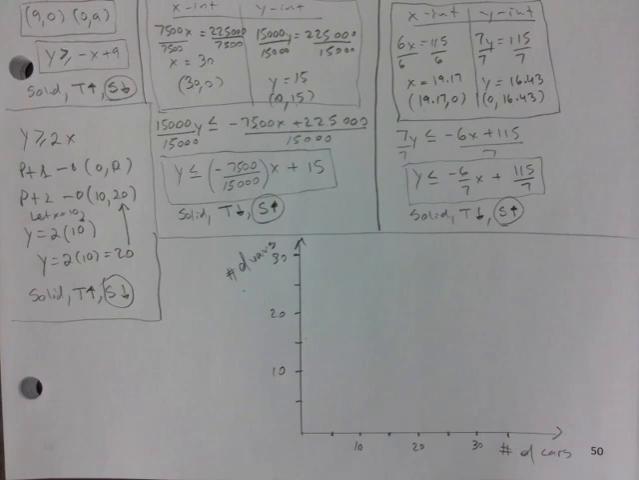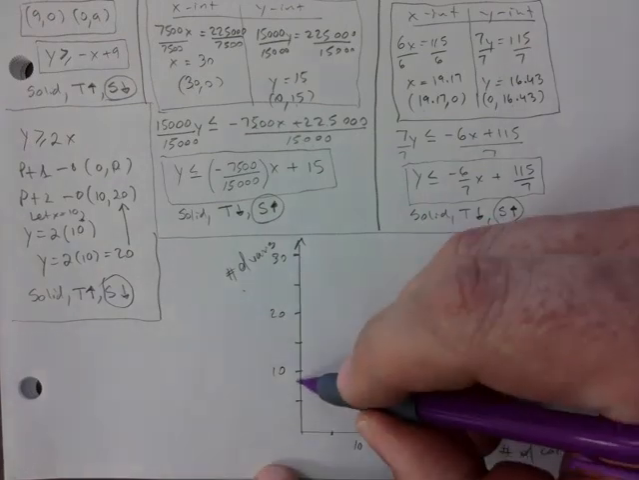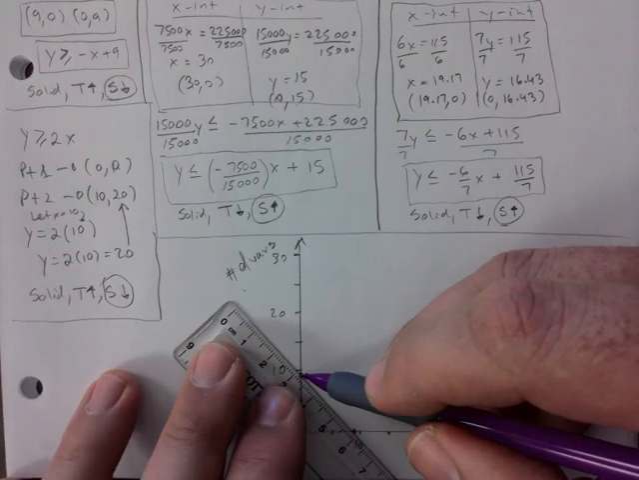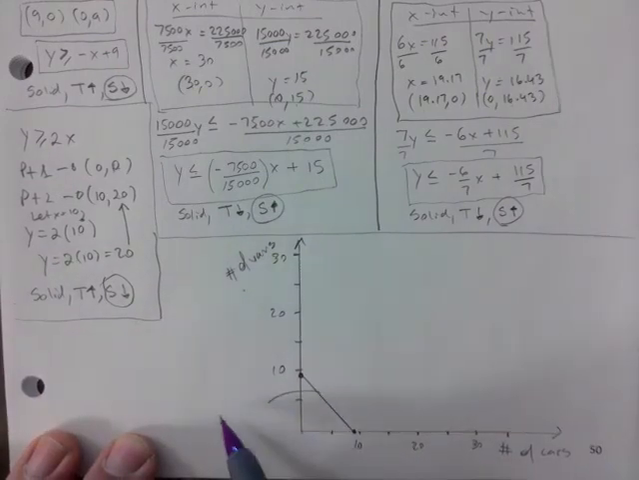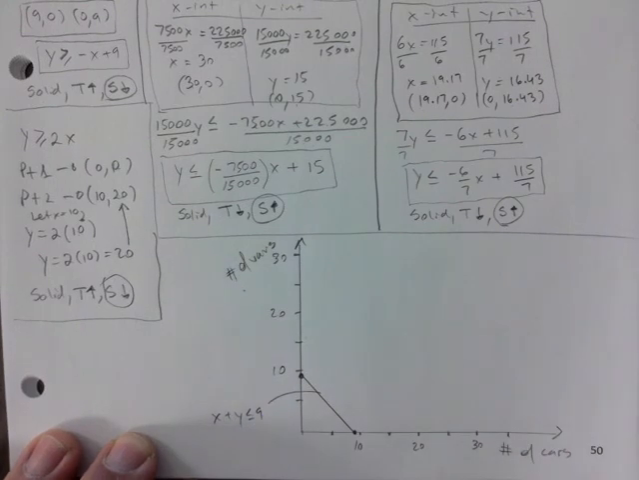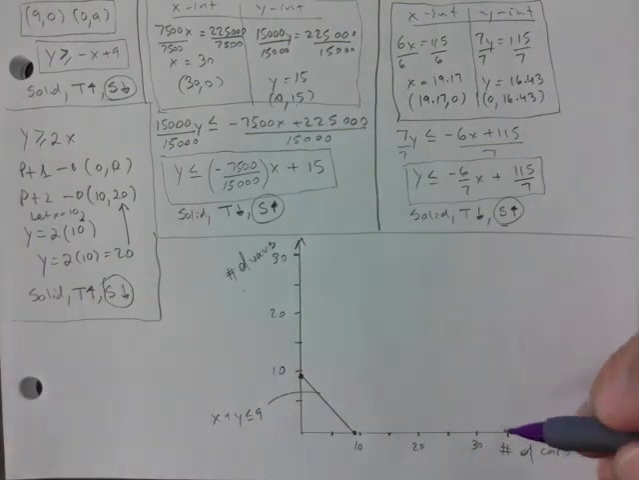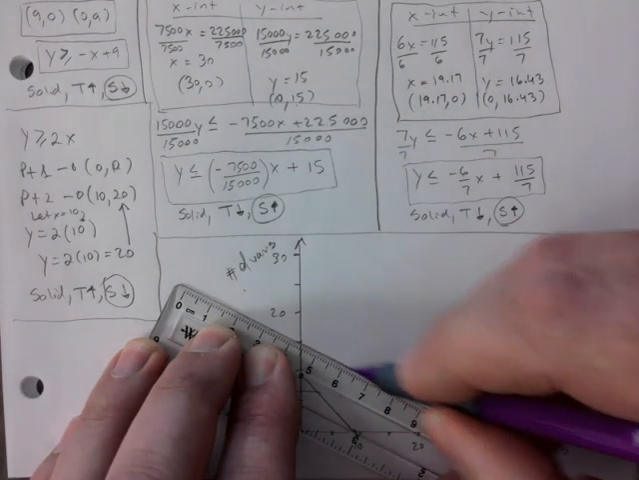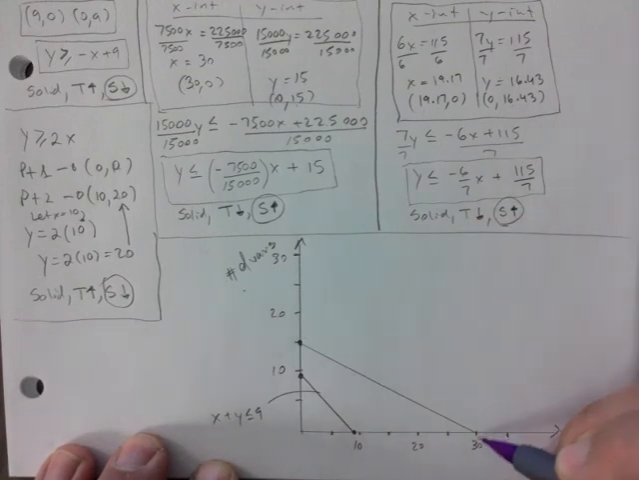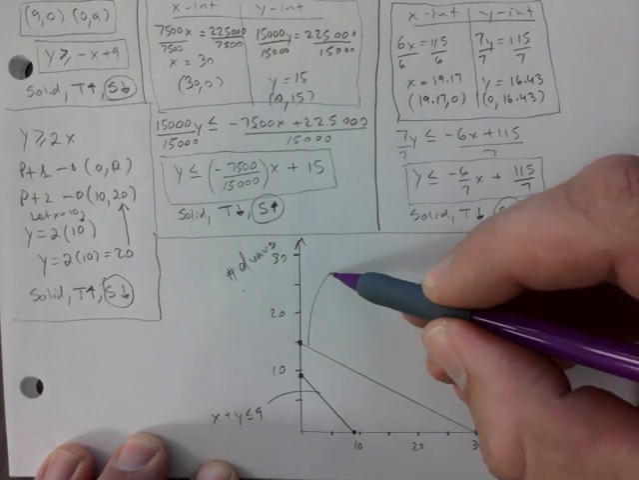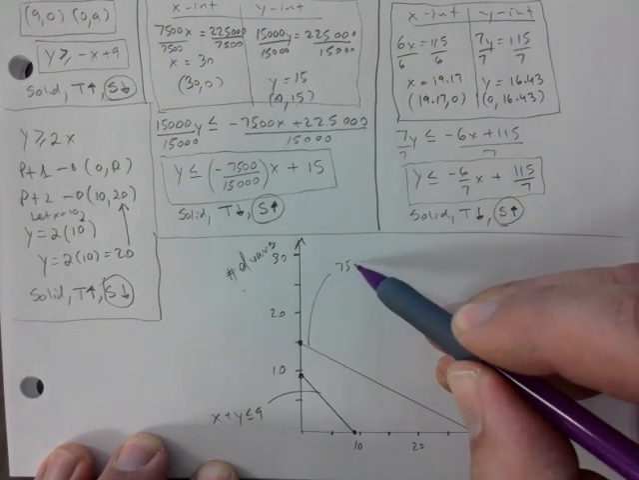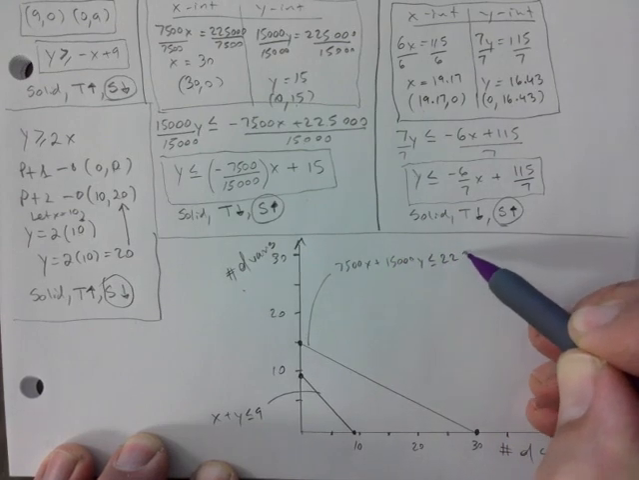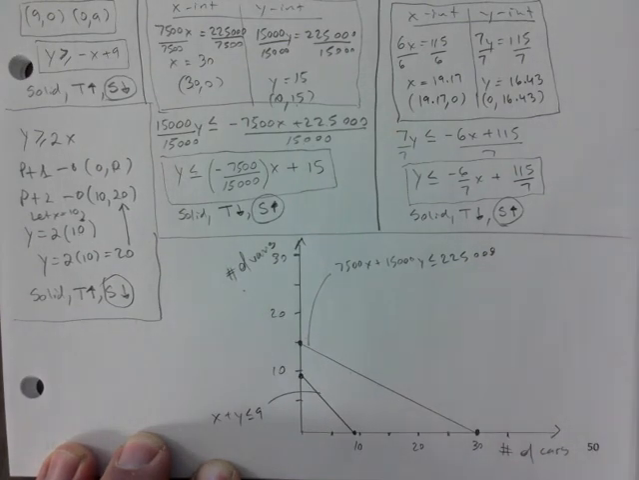There you have it. And plot one at a time. 9, 0, 0, 9. Okay, that's my first line. Make a little side and then just go x plus y is less than or equal to 9. 30, 0, 0, 15. That's right there. This one is 7,500x plus 15,000y. That one right there.